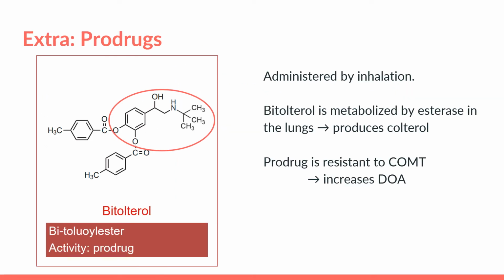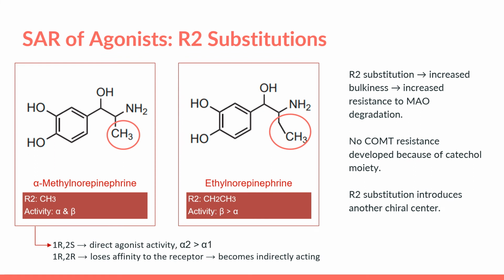Butalterol, a biotoluester, is a very lipophilic drug and administered by inhalation. In the lungs, it is hydrolyzed by esterase to produce cholesterol. Using this prodrug doubles the duration of action of cholesterol because it bypasses COMT metabolism. Let's move on to substitutions at R2.